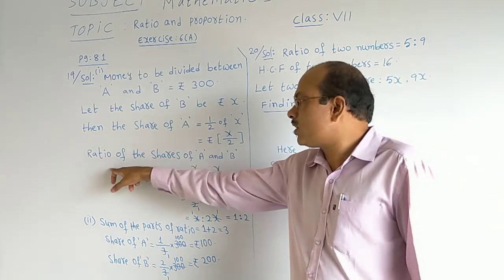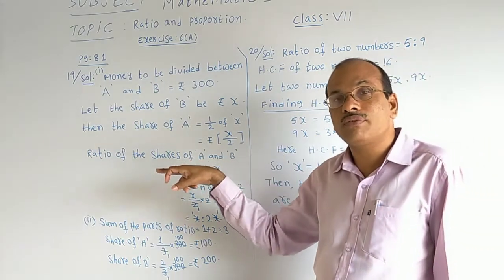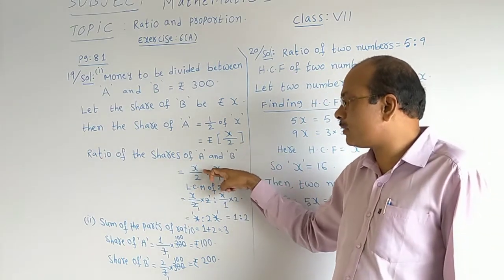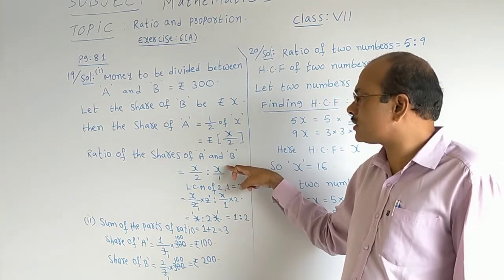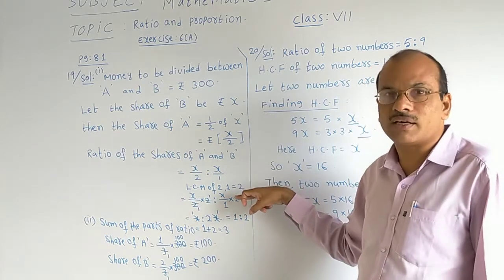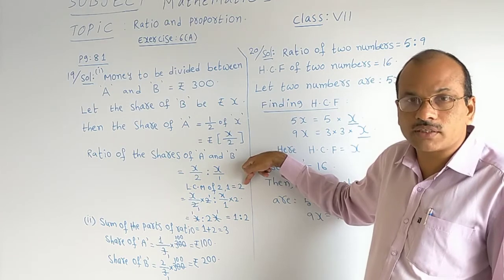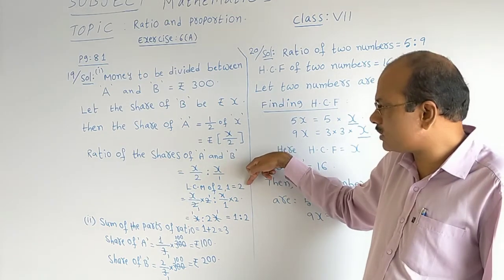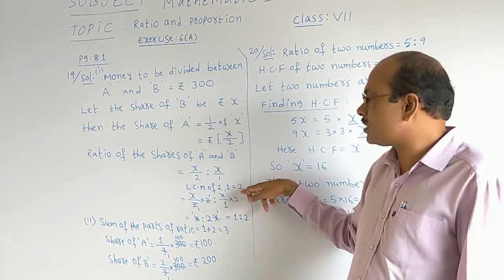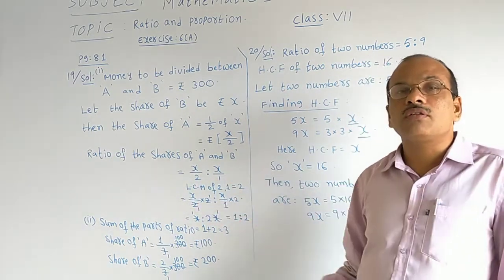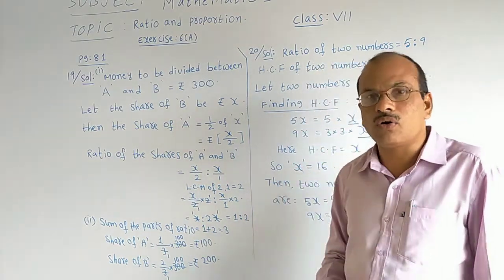Then the ratio of the shares of A and B. A's share is X by 2. Just now we got B's share as X, which can be written as X by 1. For the denominators 2 and 1 we have to get the LCM, and the LCM is 2. So the first term X by 2 is multiplied by this LCM 2, because the terms are not whole numbers, we have to convert them to whole numbers.